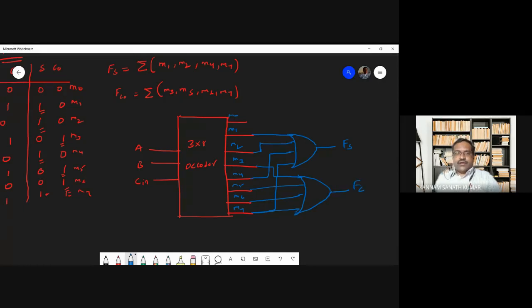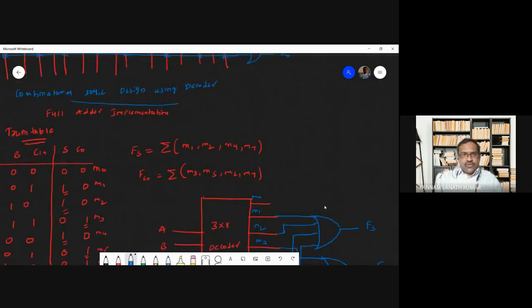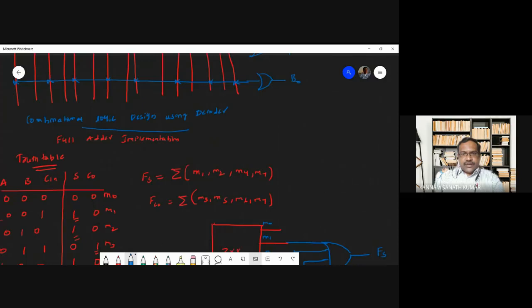Okay, so like this you can implement any combinational circuit by using the decoder. You can implement the multiplexer or any other combinational circuit using the decoder. So this is all about this lecture.